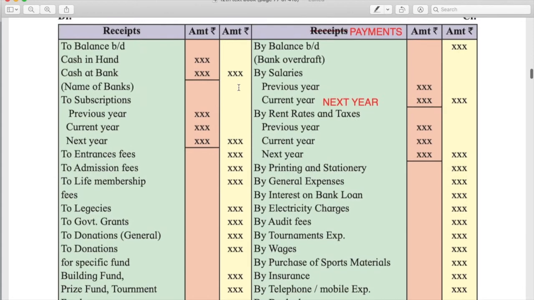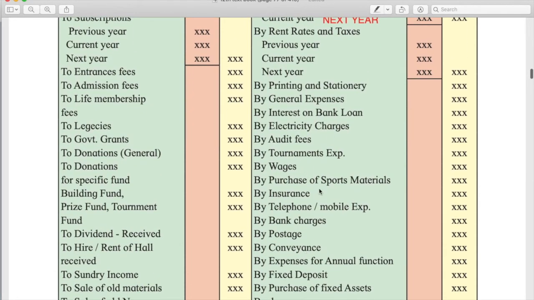Then on the payment side there are salaries, with previous year, current year, and you can add next year also, because everywhere it is given in that format. Same way for rent, rates and taxes: previous year, current year, next year. These are all expenses, revenue expenditure: printing and stationery, general expenses, interest on bank loan, electricity charges, audit fees, tournament expenses, wages, purchase of sports material. These are regular revenue expenditure, so they will go to the expenditure side of the income and expenditure account.